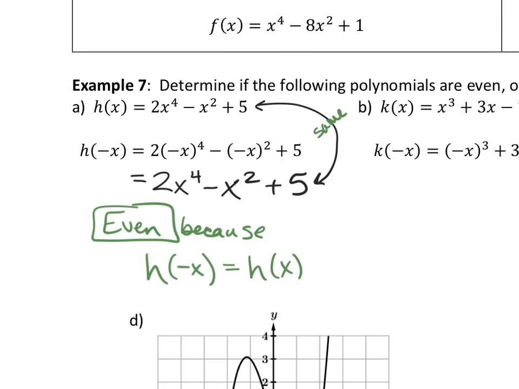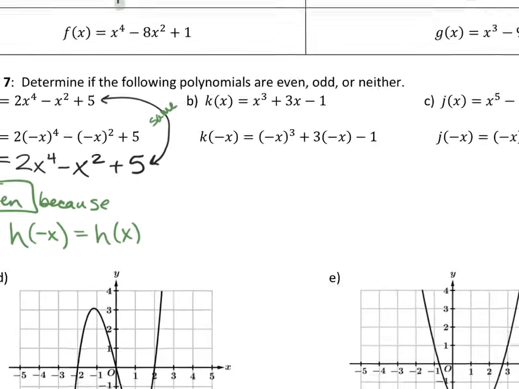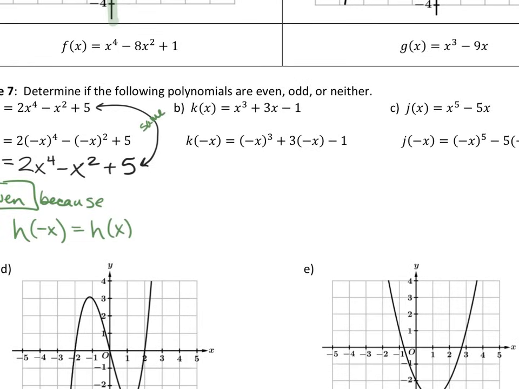Okay. Can we do that again on B and C? And by we, I mean you. I've started them for you. You're going to simplify the things I've told you and then compare it to the original. If it's the exact same, it's even. If it's the exact opposite, it's odd. And if it's a weird combination, it's neither.